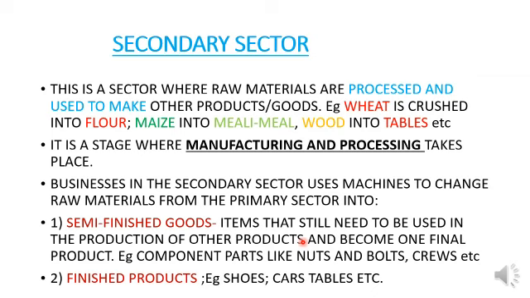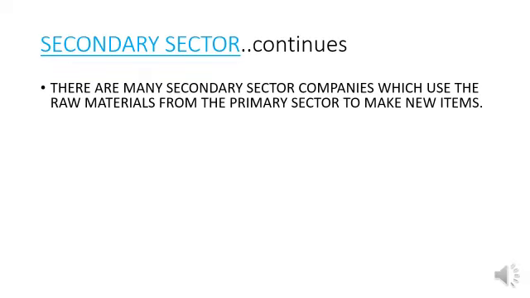Or they can also convert or manufacture products into finished products now. So when you think of a company that produces shoes, a shoe is not a semi-finished, it's already a finished product. You can take it and use it right as it is. A car, a table, your phone, your clothes, all these are examples of what? Your finished product. So we're saying this is done in the secondary sector.